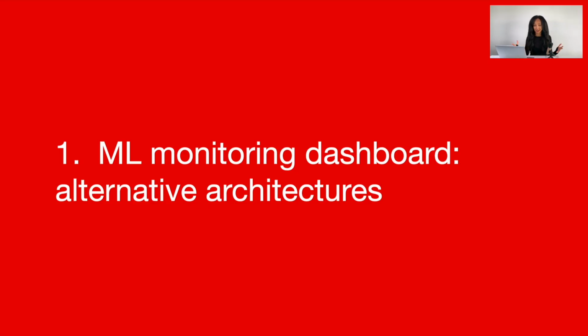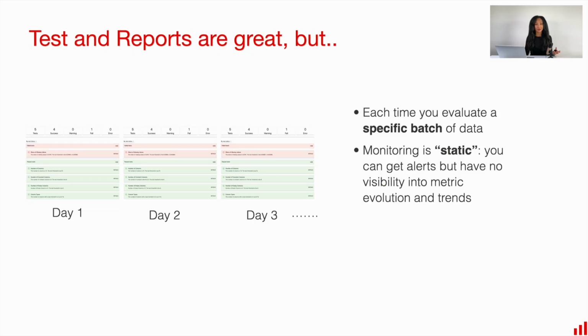We are going to cover some alternative architectures, and we will start from something very straightforward. You can always build individual tests and reports for each batch of data. This is great because it's a quite straightforward implementation. However, it has some considerations. Every time we evaluate our tests or reports, we apply them to a specific batch of data, which makes our monitoring very discrete and static. We can get alerts, but we have no visibility into metric evolution and trends, right? And sometimes that's essential for debugging.